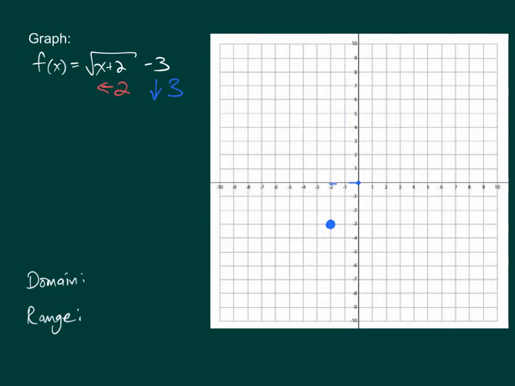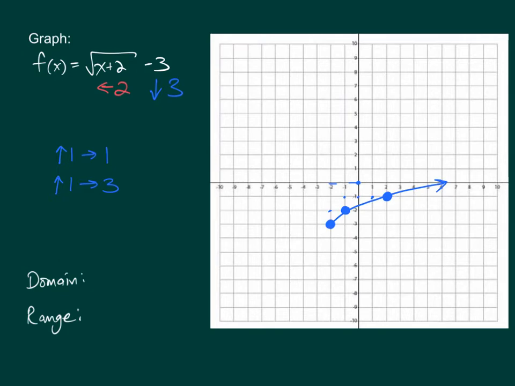From here, the pattern for the square root function is up 1, right 1, and then go up 1 again, right 3. So I'm going to start at my starting point right here, and I'm going to go up 1, right 1, put a point, and from here I'm going to go up 1, right 1, 2, 3, and there's my next point. And that's what my graph looks like right there.